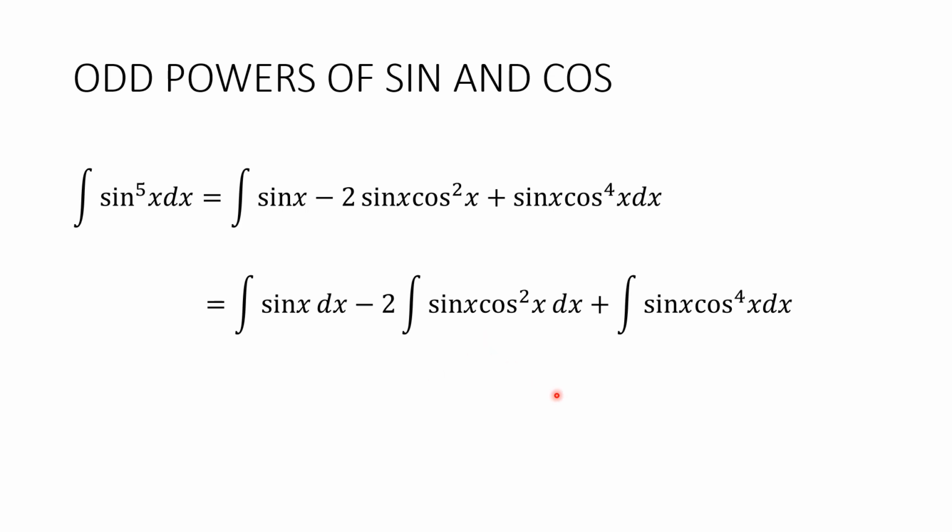Both of these will require substitution or using the reverse chain rule. And your substitution would be u is equal to cos x in both cases. I'm not going to work through that because we've done enough of it, but I encourage you to. Here's the answer. Negative cos x plus 2 cos cubed x on 3 minus cos to the power of 5x on 5 plus c.